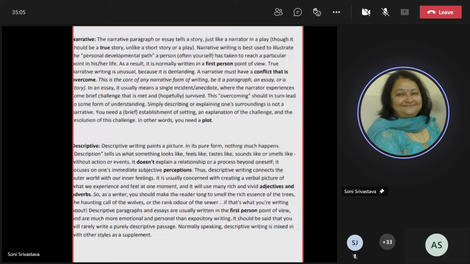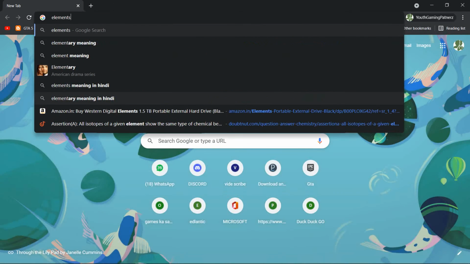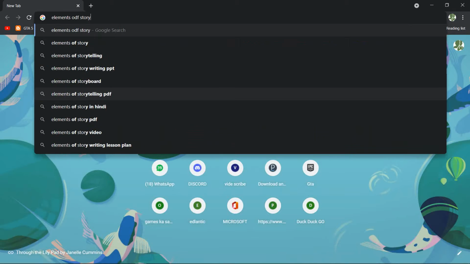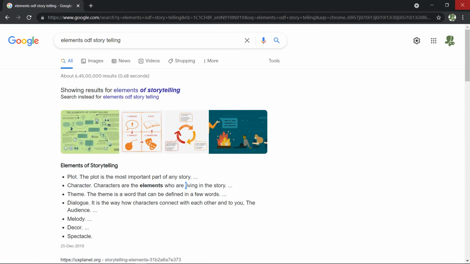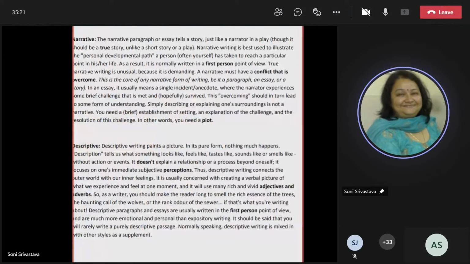Have you been taught earlier what the elements of storytelling are? Story writing was very important for you in 10th standard, if I'm not wrong. So what are the elements of storytelling? Can anybody tell me? Do you remember? What do we look for in a story? An appropriate title. Very good. Appropriate title, plot. What else?